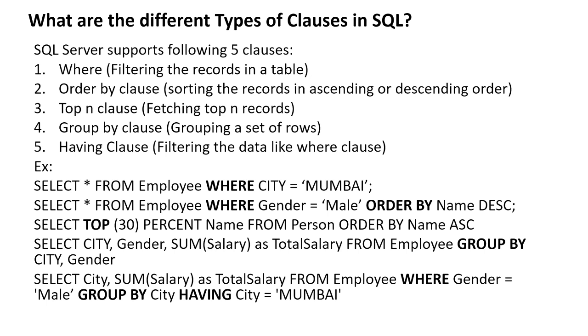See example 1: select * from employee where city = 'Mumbai'. Second example: select * from employee where gender = 'male' order by name desc. Select top 30 percent name from person order by name asc. So it shows only 30% of the records from the whole table. Select city, gender, sum(salary) as total salary from employee group by city, gender. So basically it groups the records by these 2 columns, city and gender.